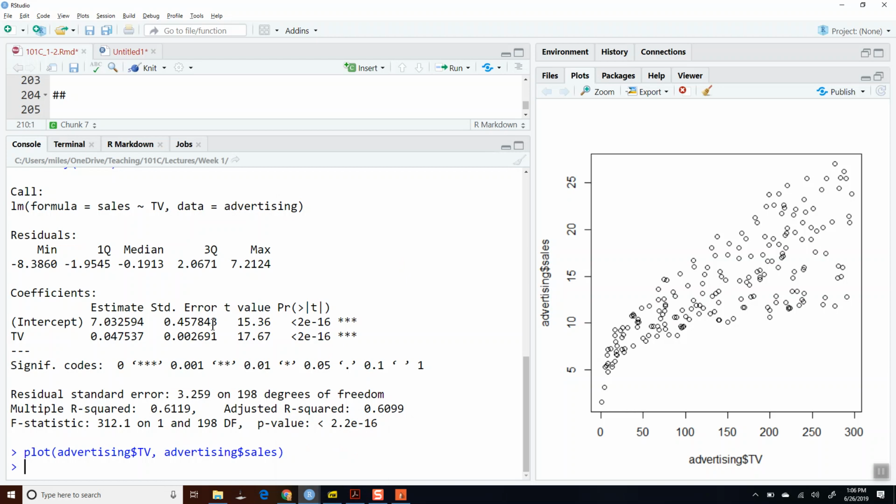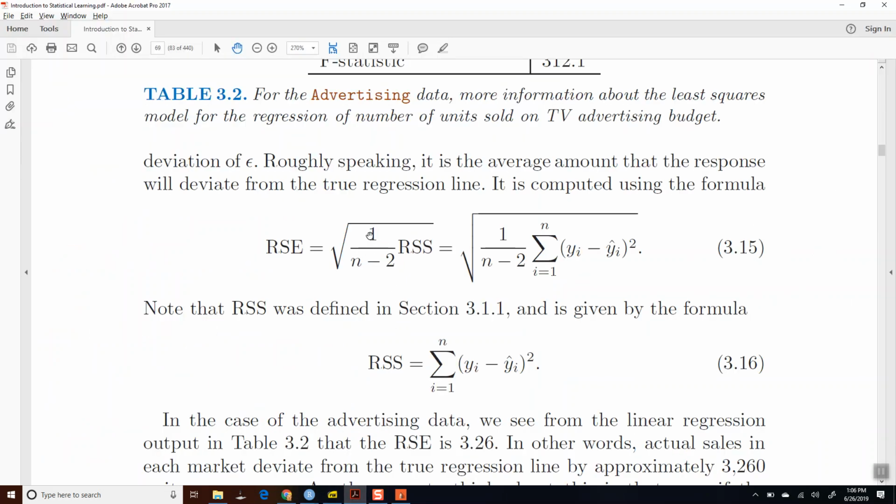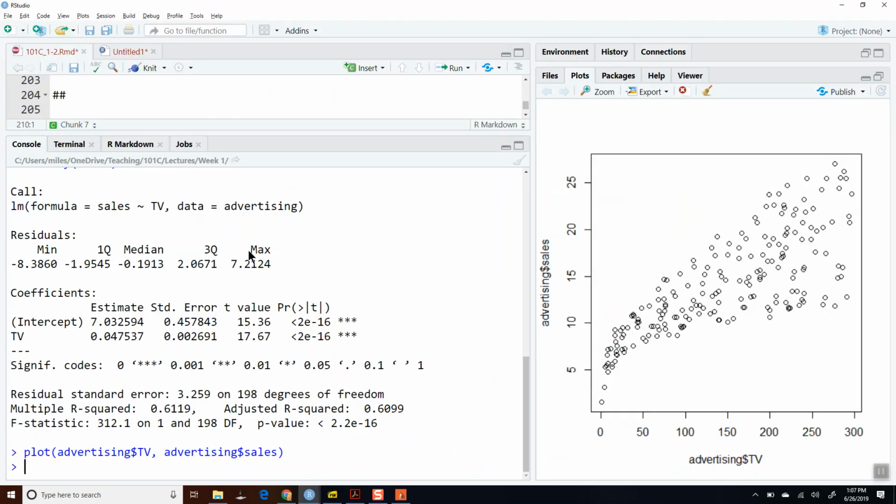We took the sum of those squares and we're dividing that by n minus 2, adjusting for our degrees of freedom, and we take the square root. So it's kind of like the standard deviation of the residuals. That gives us a sense of basically how much the sales will deviate from the regression line.